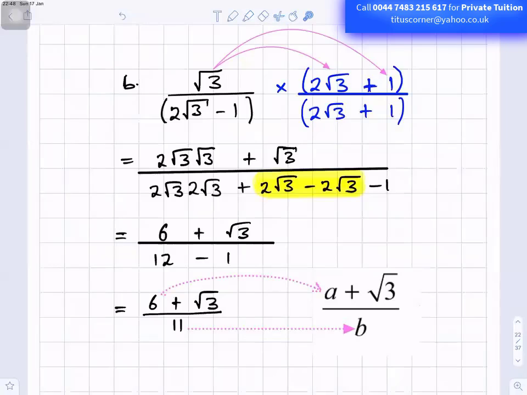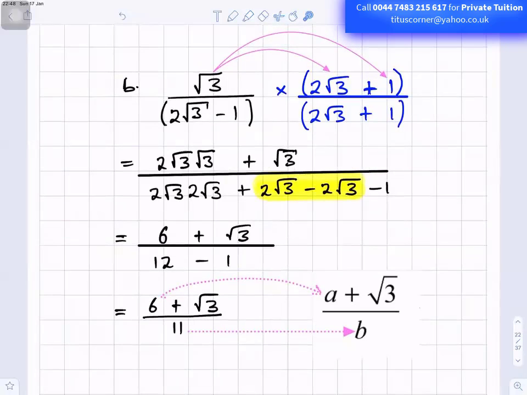For part B, we will multiply by 2 root 3 plus 1, we change the minus to a plus. So root 3 times 2 root 3, plus root 3 times 1, plus root 3. In the denominator, 2 root 3 times 2 root 3, we'll write it there. 2 root 3 times 1 stays as 2 root 3. Minus 1 times 2 root 3, minus 2 root 3. And minus 1 times 1 is minus 1.